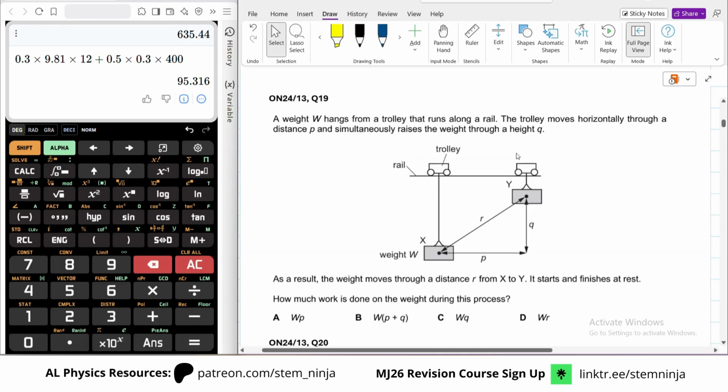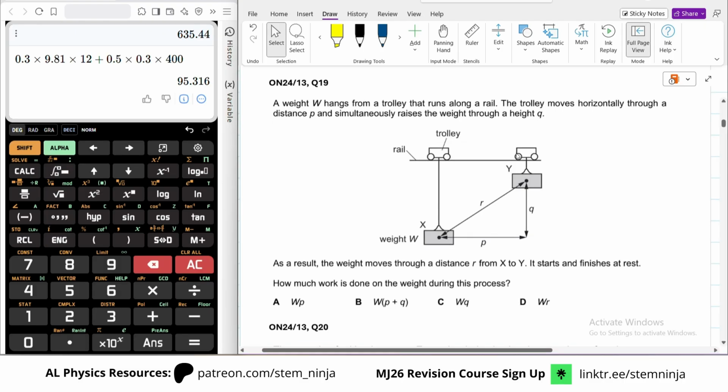Okay. The weight W hangs from a trolley that runs along a rail. The trolley moves horizontally through a distance P and simultaneously raises the weight through a height Q. As a result, the weight moves through a distance R from X to Y. It starts and finishes at rest. How much work is done on the weight during this process? Okay.